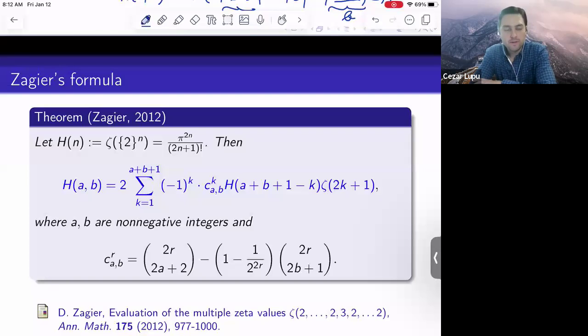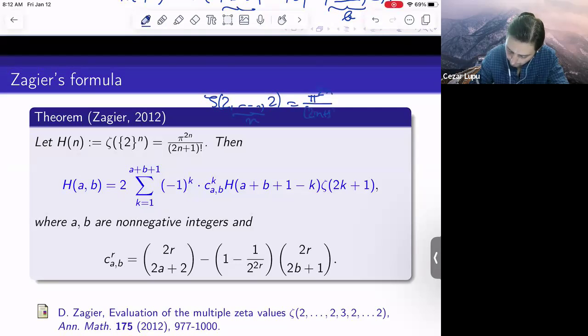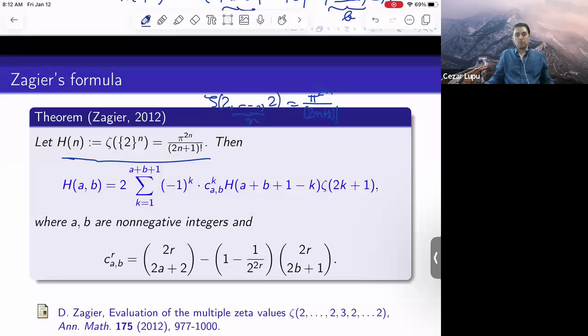And the funny thing is that it involves what we call the trivial Hoffman family of MZVs, which is this. I did not mention it, but zeta of 2, 2, 2, 2, n times, is pi to the 2n over 2n plus 1 factorial. It's written here as well. So in other words, Zagier found the exact formula and its proof.